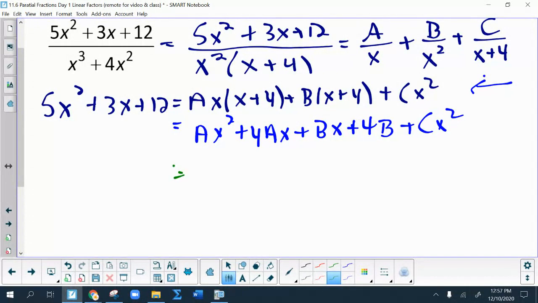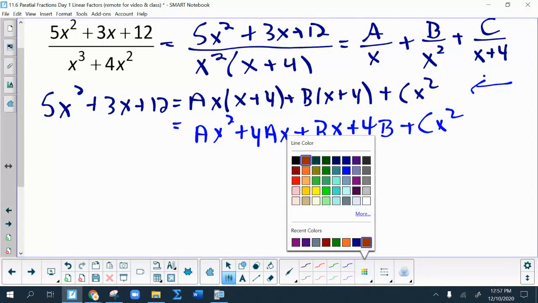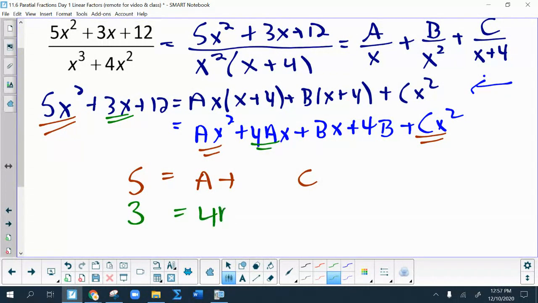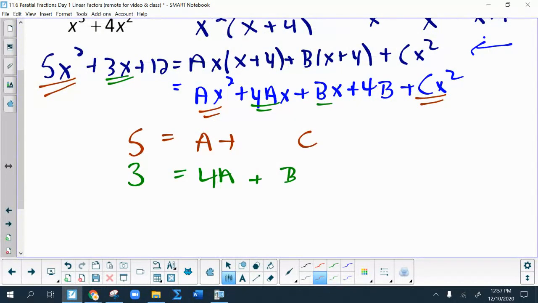Okay, so now I've got everything all separated out, and I'm going to find my values that go together. So I have a 5x squared and an ax squared and a cx squared. So I get 5 equals a plus c. I have a 3 for the x and a 4a and a b. And I have a 12 and a 4b. So like I said, I'm going to do this one by hand now.